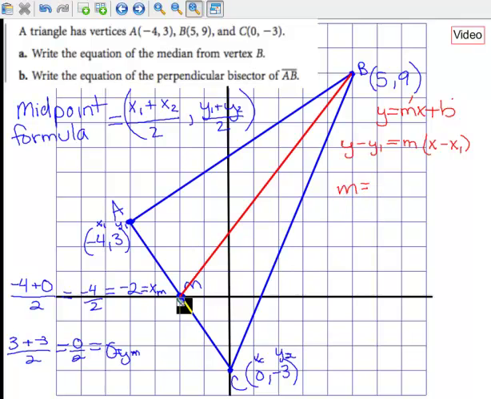Our rise from 0 to 9 is 9. Our run from -2 to +5 is 7. So we have a slope of 9 over 7, which cannot be reduced unless we want to take 1 2/7.